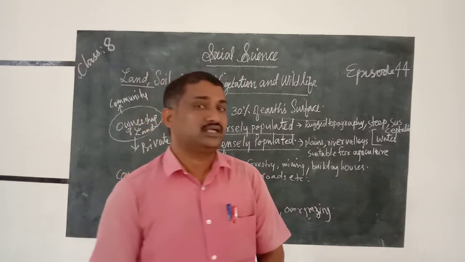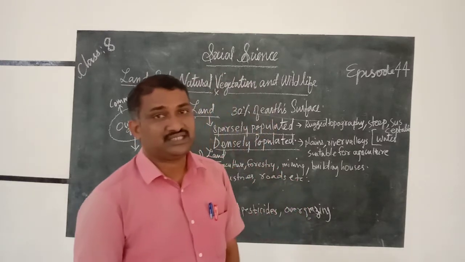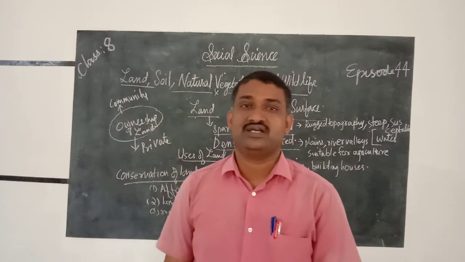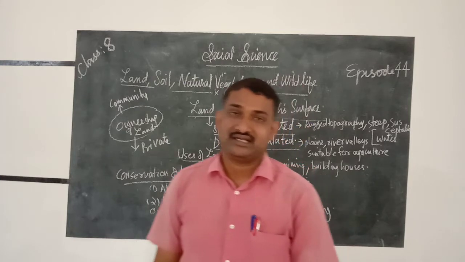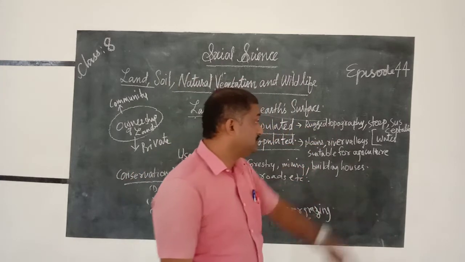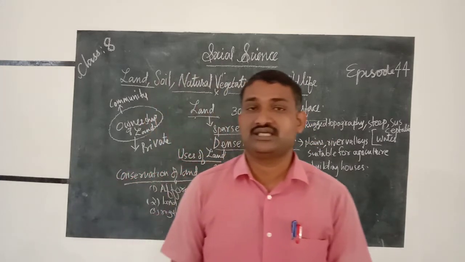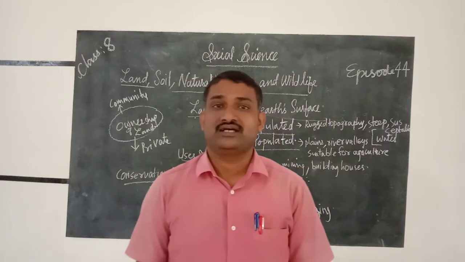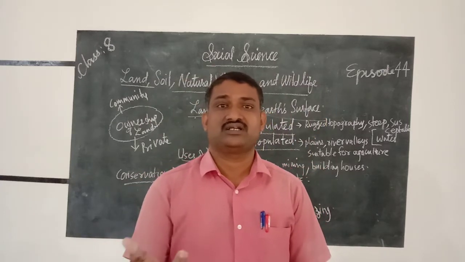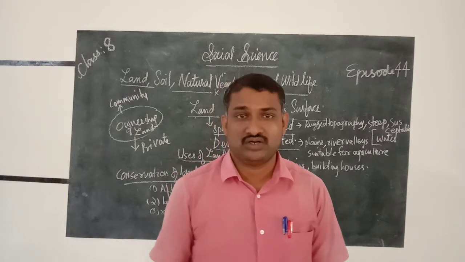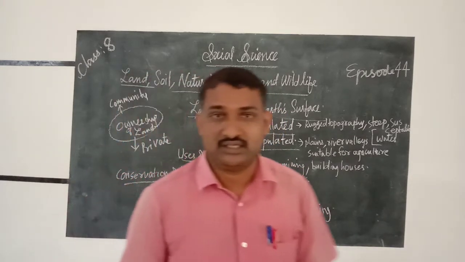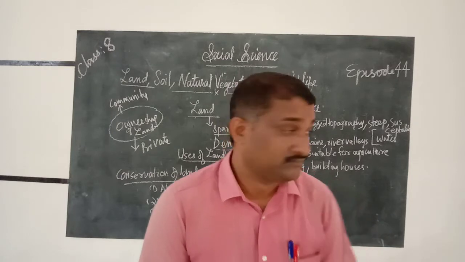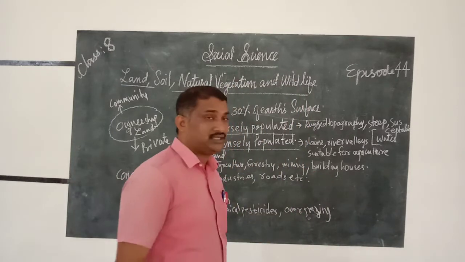Sparsely populated areas are especially areas that are very tough and difficult to live in. That is terrain regions, hilly regions, rugged regions, steep areas, hills, mountains. Then the areas that do not have adequate quantities of water. So these areas are sparsely populated, with people less inhabited.